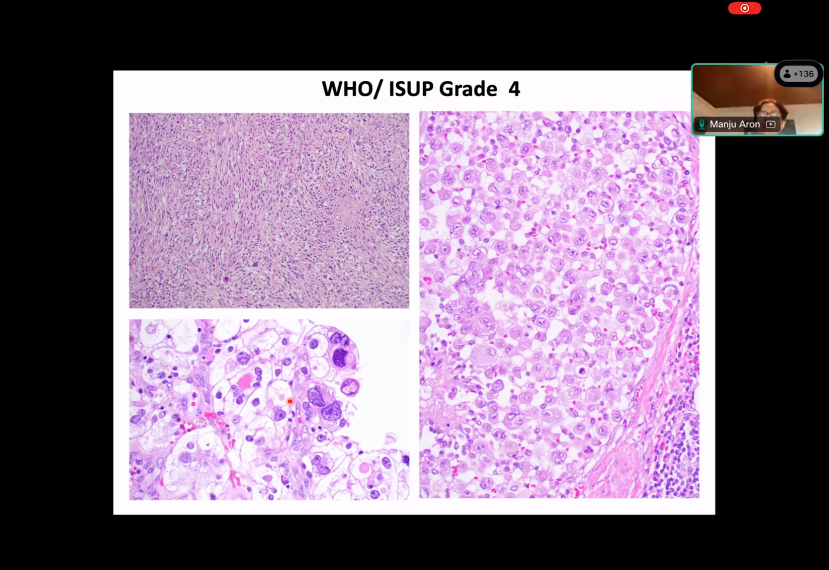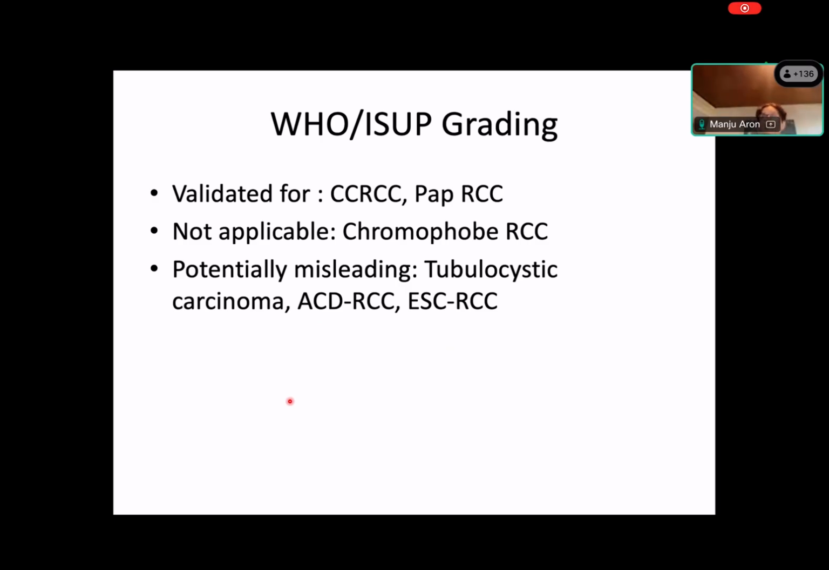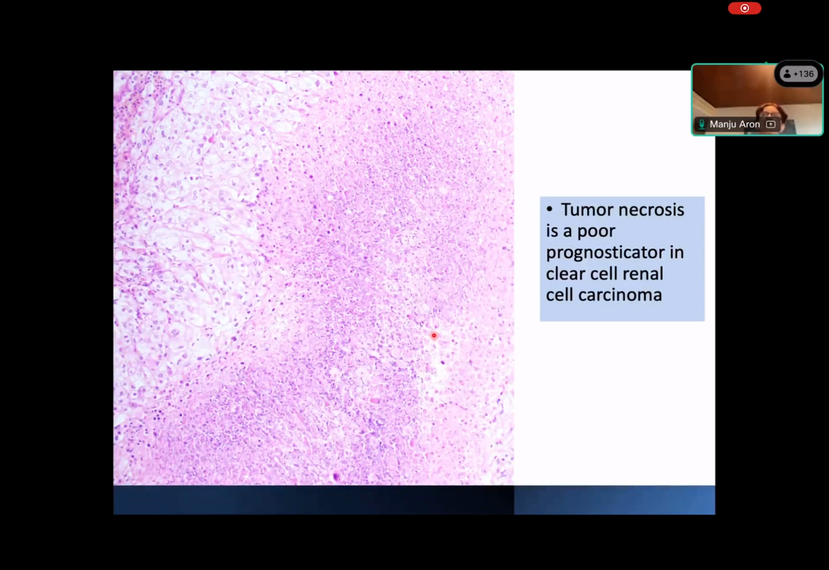So that is important to notice in a tumor, and you want to make sure you're adequately grading it. Now, WHO ISUP grading is not uniformly applicable to all tumors. It is validated for these tumors listed here. It is not applicable for chromophobe RCC, so you don't want to grade chromophobe RCC at all. Certain tumors, like those listed here, are characterized by prominent nuclei, but their behavior is relatively less aggressive compared to a clear cell RCC with a high-grade nuclei. So it can be potentially misleading in these tumors. That's the importance of knowing where to apply the grade.